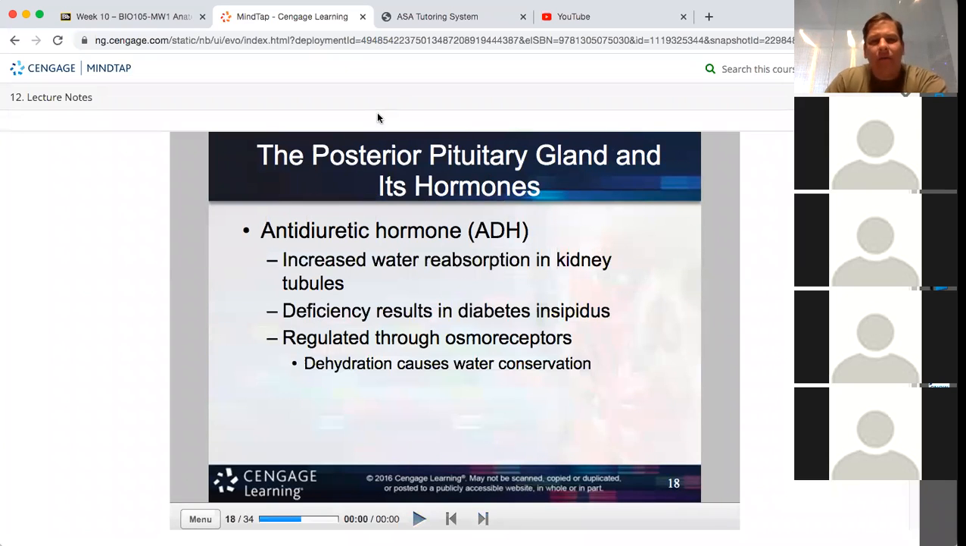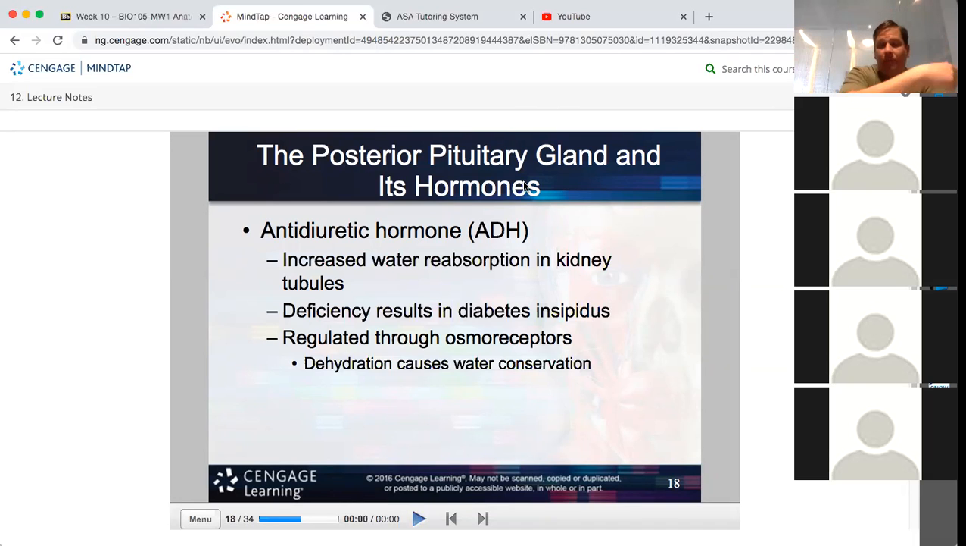Now let's talk about the posterior pituitary gland and its hormones. Remember that the hormones released by the posterior pituitary gland are produced first in the hypothalamus. It's the hypothalamus that produces these hormones. The antidiuretic hormone ADH and the oxytocin are produced in the hypothalamus, are sent through a duct to the posterior pituitary gland, and then are released to the bloodstream through the blood vessels.